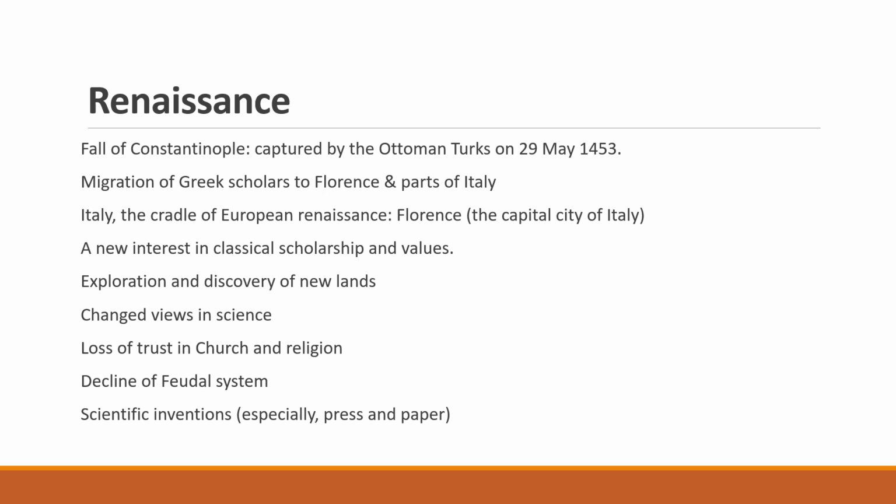And there were many scholars who tried to find out new inventions. People like Da Vinci, they began to think about even possibilities of flying. And the medieval period was a time when church dominated everything, but with the Renaissance, there's a loss of trust in church and religion. Another feature of the medieval period is the feudal system. This was dismantled in the Renaissance period. And we have many scientific inventions, especially the press, the printing press, the paper.